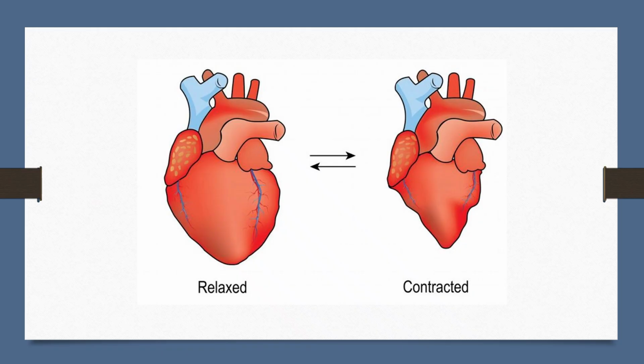Okay, students. So here is the first diagram: when the heart is relaxed, the heart fills with blood. And the second diagram is when the heart contracts. When the heart contracts, it pumps the blood around the body.